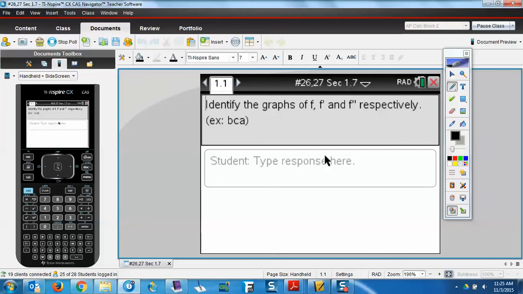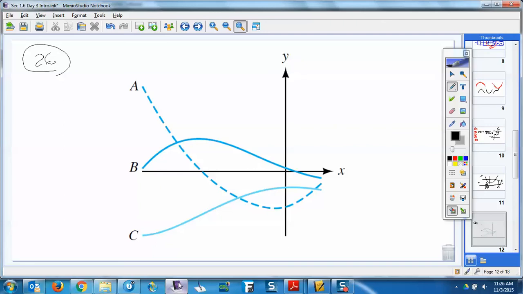Okay, so you should get this little poll here. Identify F, F prime, and F double prime respectively. And when you type your answers in, so everybody's the same, just use lowercase, like BCA. So if I go back to this, here's graph A, graph B, graph C, we can just use lowercase. I want you to do them in the order F, F prime, F double prime. So if you think B is F and C is F prime and A is F double prime, then type in BCA for your answer.